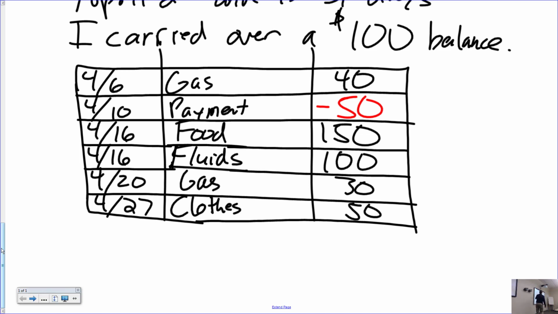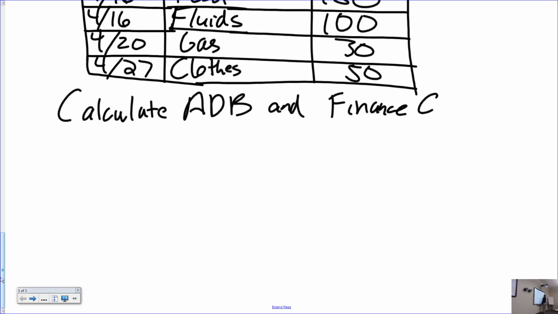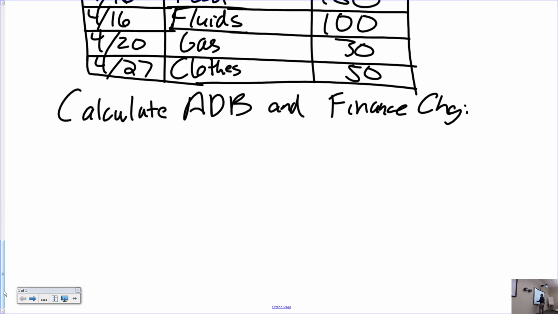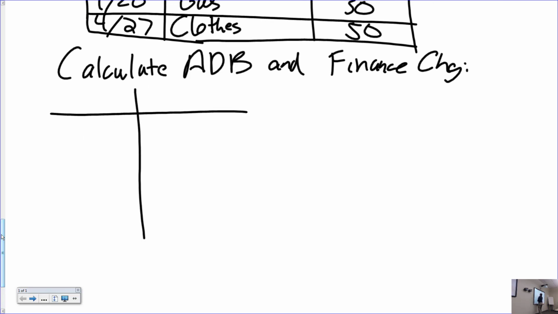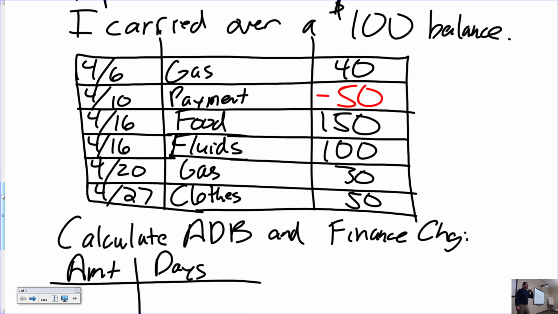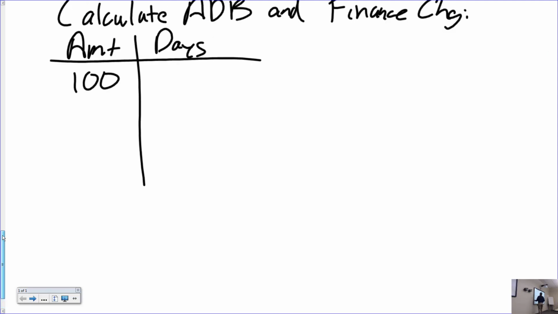Okay, so how do we figure out the ADV of this and the finance charge? Calculate ADV and finance charge. Okay, so here we go. Make yourself a table. Tables are wonderful, handy tools, folks. Amount and days. What's my opening amount this time? $100, because I didn't pay off last billing cycle's due amount. So I'm at $100.